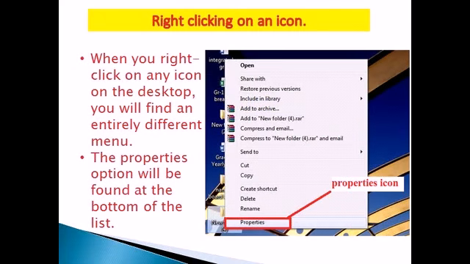Right-clicking on an icon. When you click on any icon on the desktop, you will find an entirely different menu. The Properties option will be found at the bottom of the list.